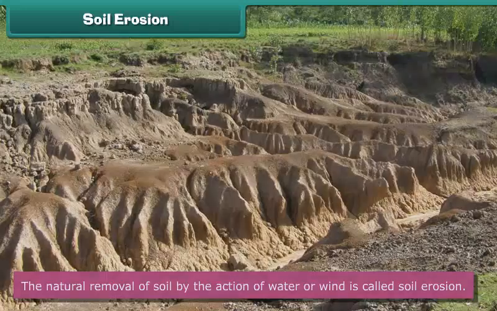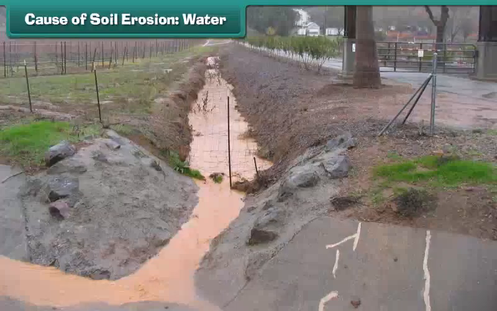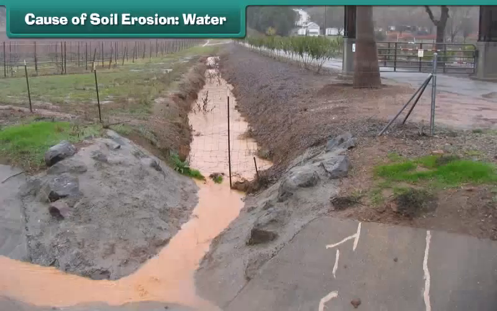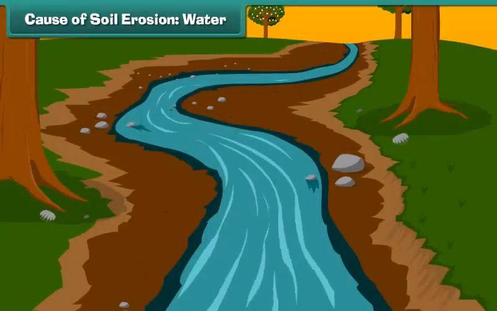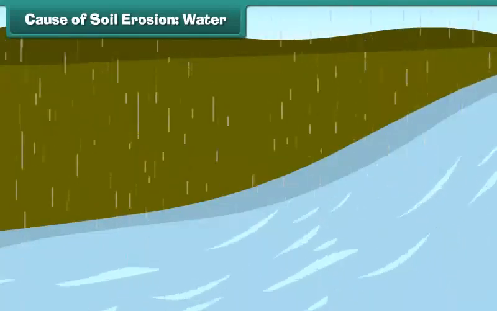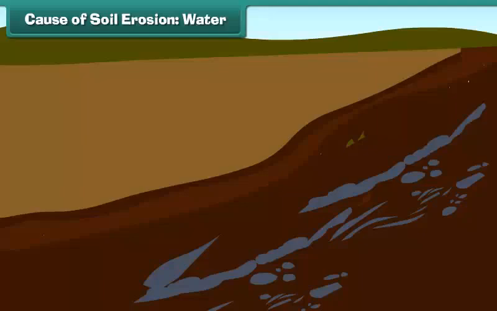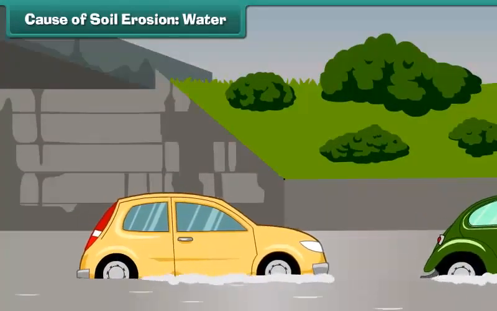Look at the images. The disappearance of the topmost surface and large ditches in the ground are the signs of soil erosion. Friends, come, let us know the factors which cause soil erosion. The most common factors are water and wind movements. Water flowing through ground carries away soil with it. During rain, the soil particles are detached by raindrops. These soil particles are carried away by the running water. Floods are also the main cause behind the soil erosion.